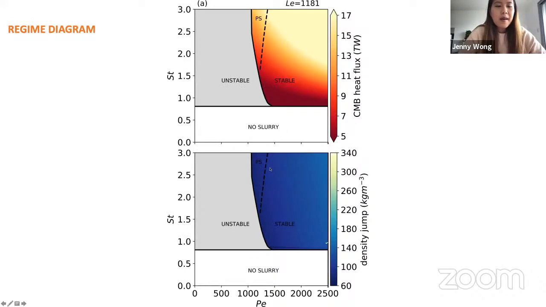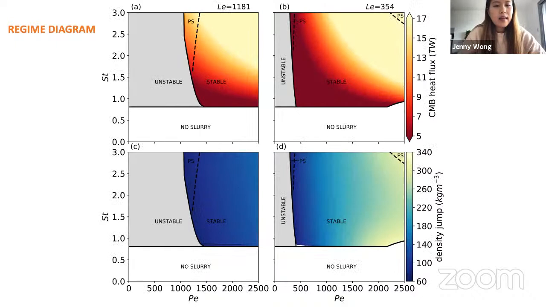Additionally, I've done the same thing looking at the density jump across the layer. This is the difference in densities between the top and the bottom of the layer. In the high Lewis number case, we have density jumps of roughly 100 kilograms per meter cubed. In the low Lewis number case, you can see larger density jumps, which increase more as you increase the Péclet number.